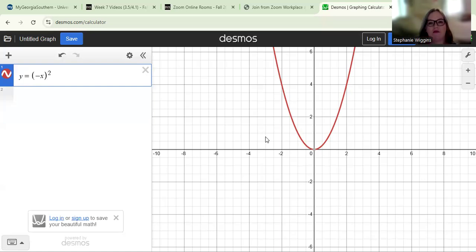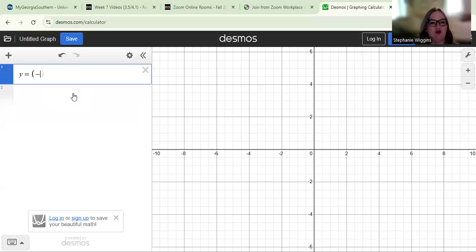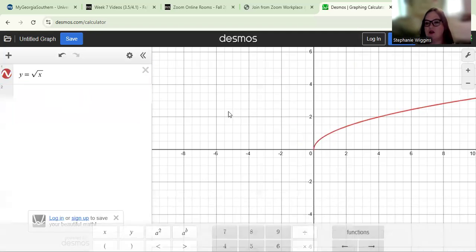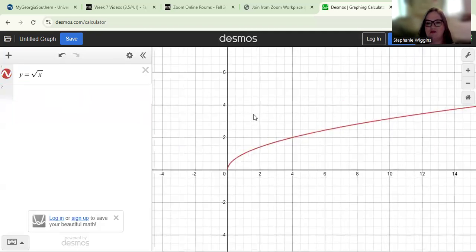So this is not such an interesting example, but let me show you a function. Let's do the square root function. Let's see. So we have the square root of x. Okay, so here you see our square root of x function.